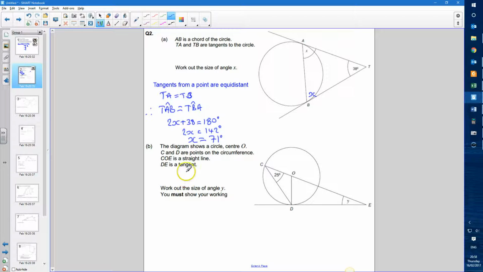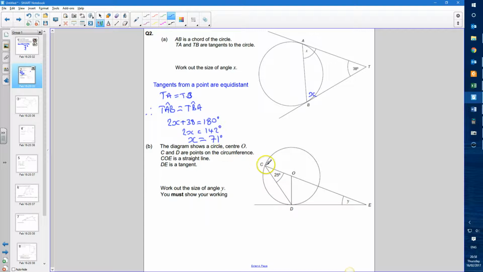Okay, in part B, the diagram shows a circle with centre O. C and D are points on the circumference. COE is a straight line, and DE is a tangent. We need to work out the size of angle Y, and we need to show our working.